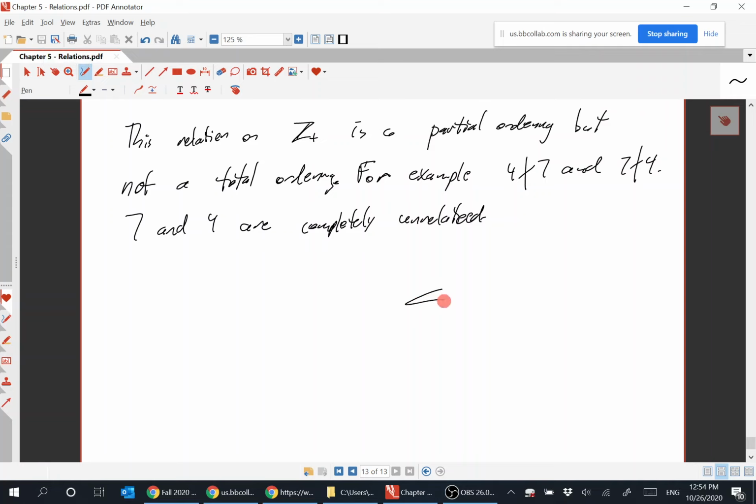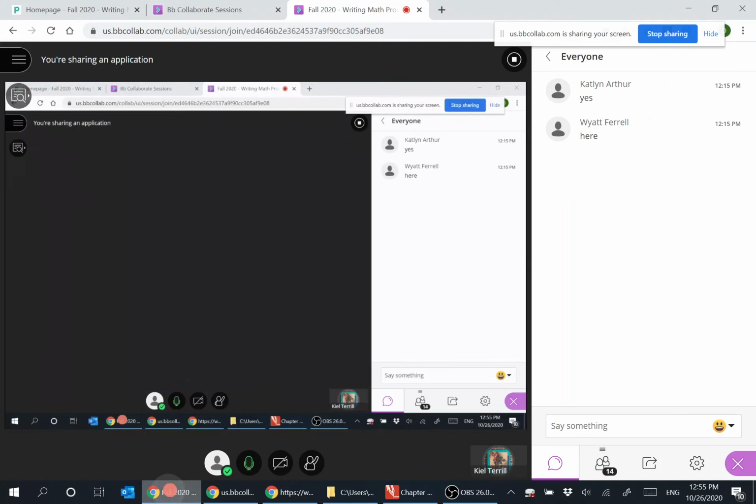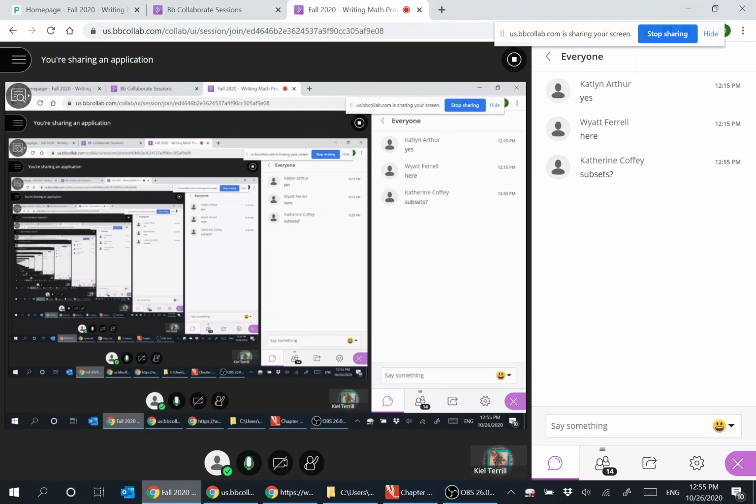It uses a symbol a lot like this one. A lot like that one, but not quite the same. Subsets. Yeah.